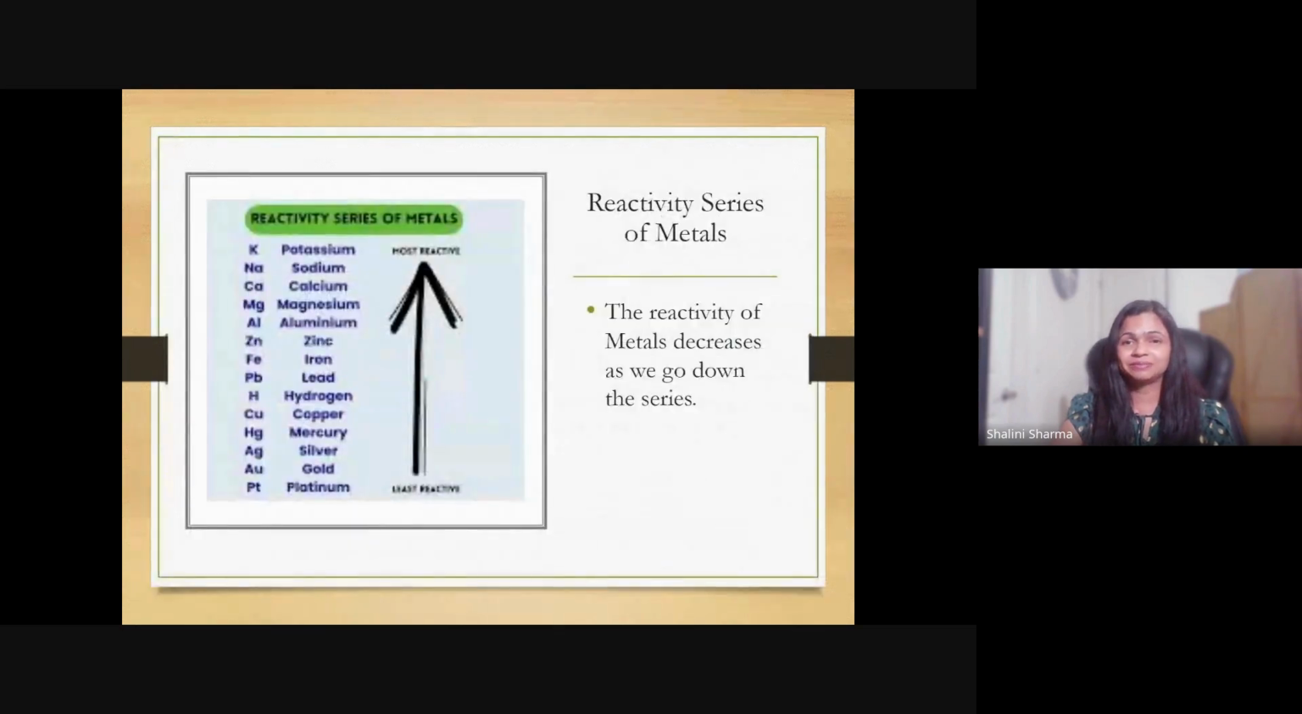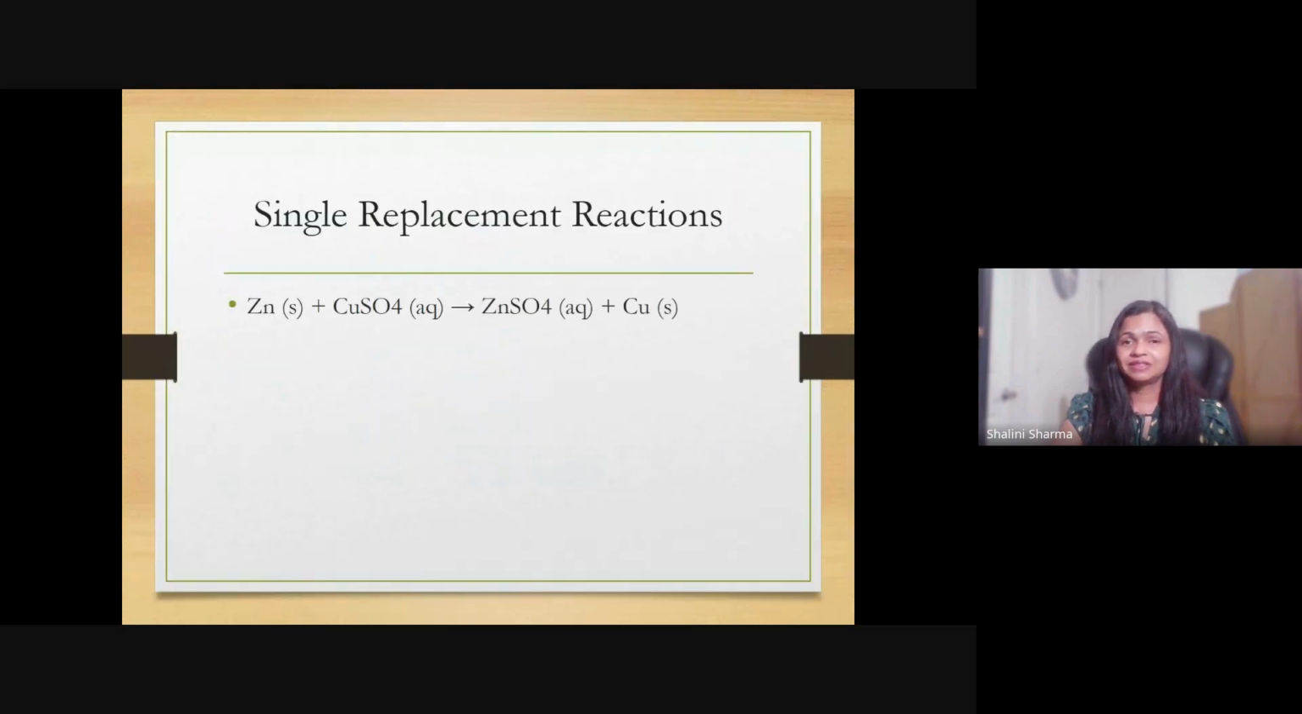Moving on to the next part. The other example to look at is the reaction of zinc and copper sulfate. Zinc kicks out copper from copper sulfate because zinc is more reactive than copper. So zinc combines with sulfate part, forming zinc sulfate, and copper gets replaced by zinc. The next reaction is a reaction between magnesium and copper nitrate, where magnesium replaces copper and forms a compound, magnesium nitrate, and copper is kicked out.